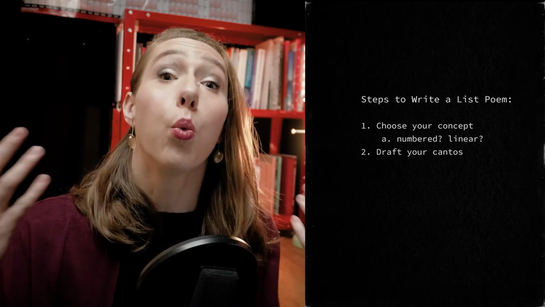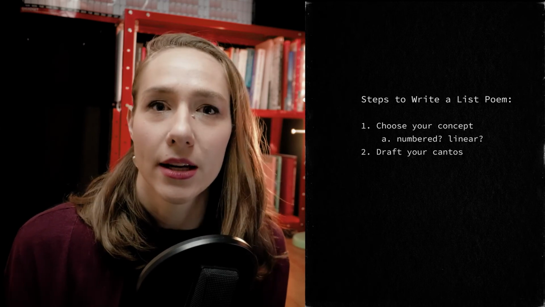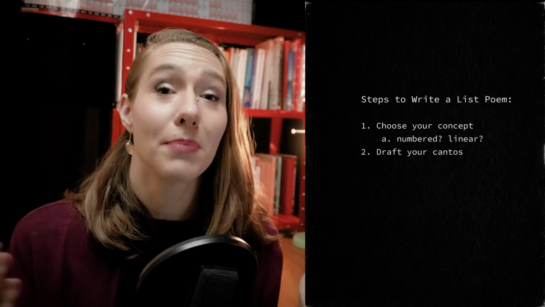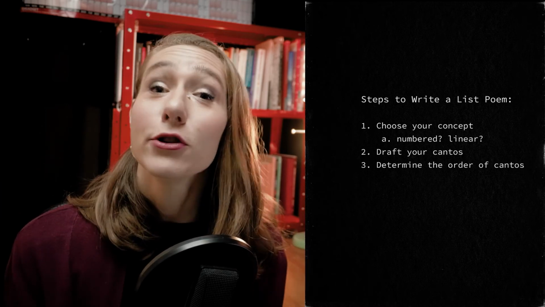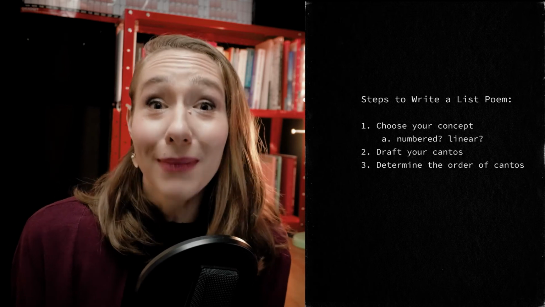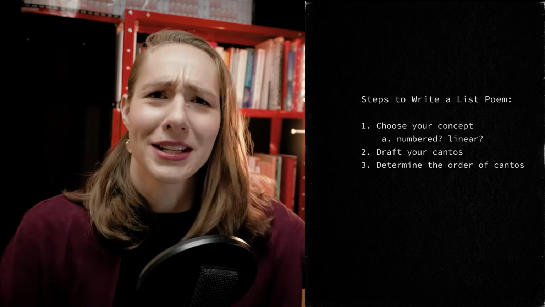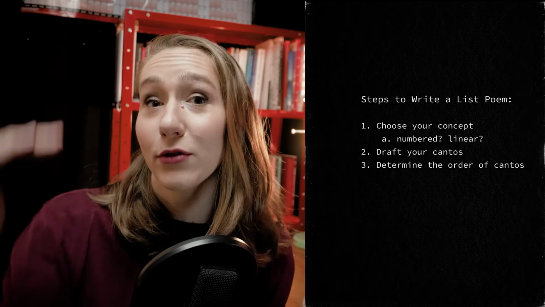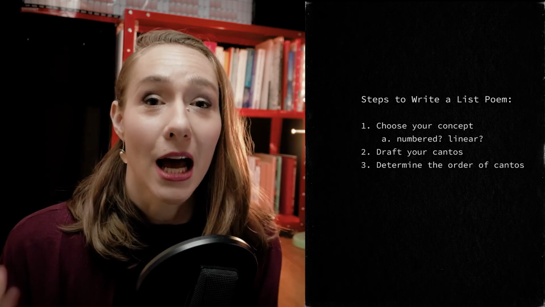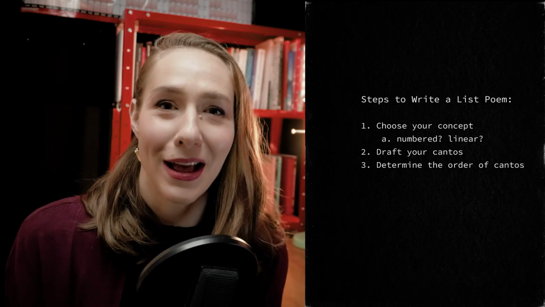Then, once you've done all of that drafting, then is the point to start considering the flow, the pacing, the narrative and emotional arc of the piece, and determine the order in which your cantos should appear. If you're drafting your list poem on paper, it might help you to actually cut out each canto and rearrange them on a table or on the floor so that you can actually see all of the options for the order of your poem. This is also a great time to consider whether strategically repeating any of your cantos might work well in your piece.